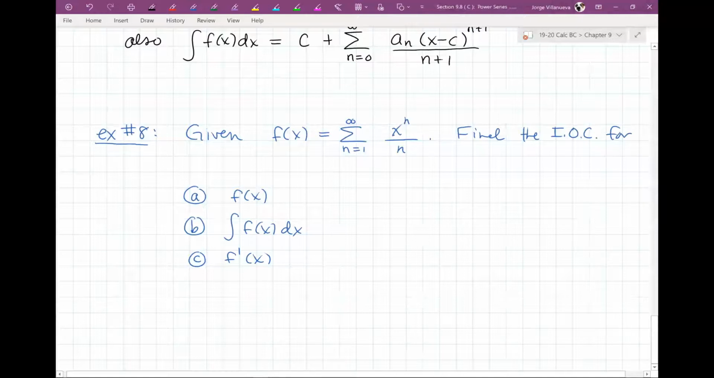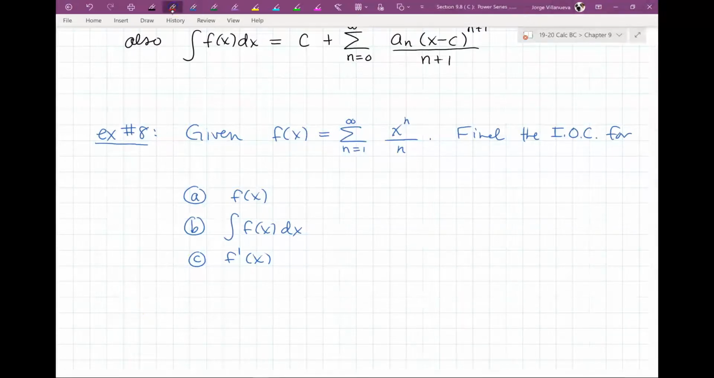But I do have to check the endpoints, right? So don't waste your time finding the IOC three times, because you're going to notice it's going to be the same every single time. Okay? So I want to tell you that now. But we do have to check the endpoints. So we will do that six total times. But the IOC just once. So always start with the original function, because it's usually the easiest one to do. Okay, so let's start with the original function.